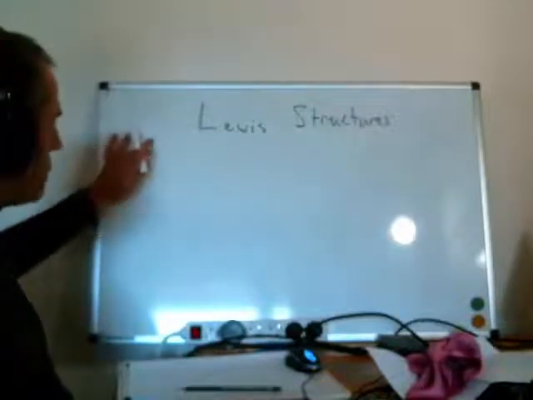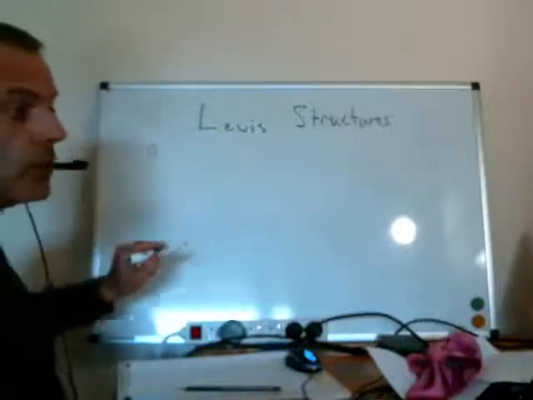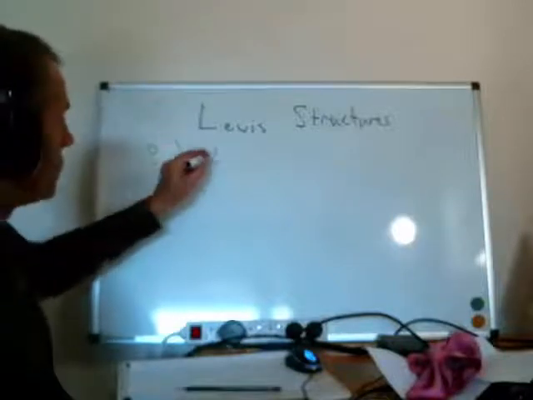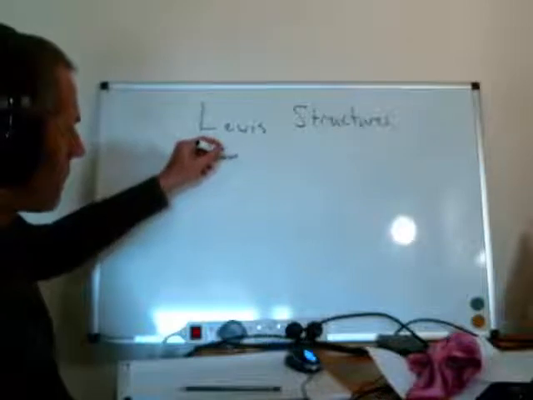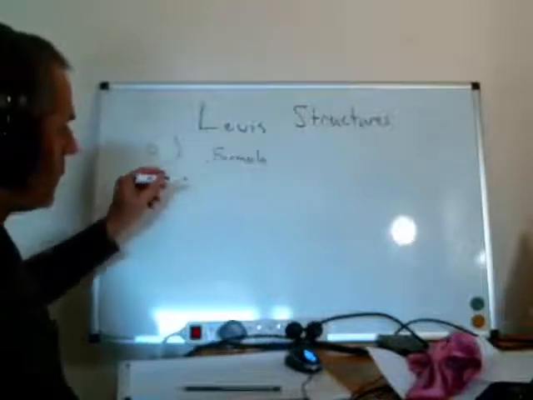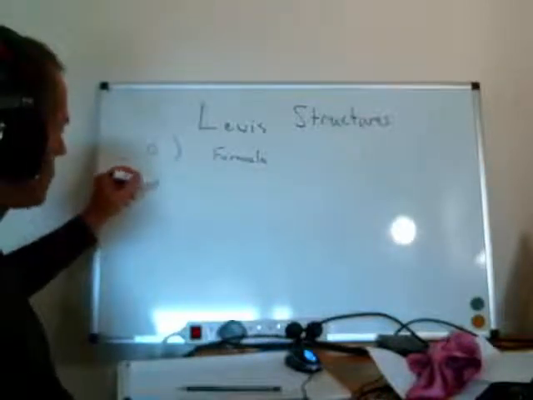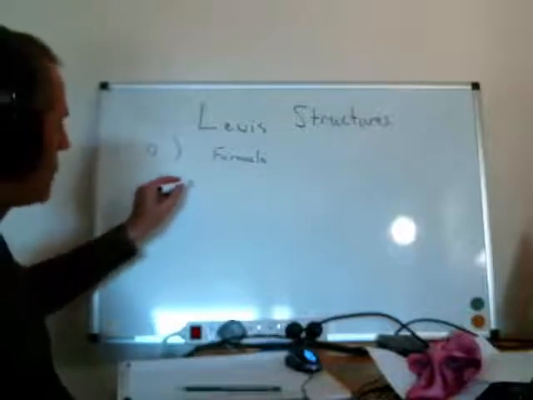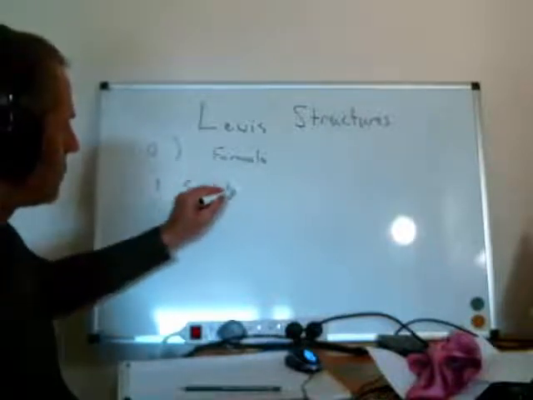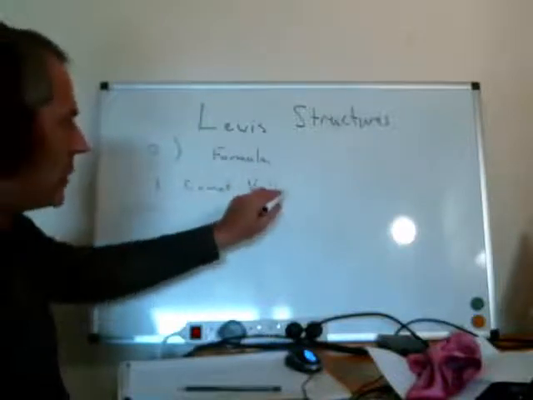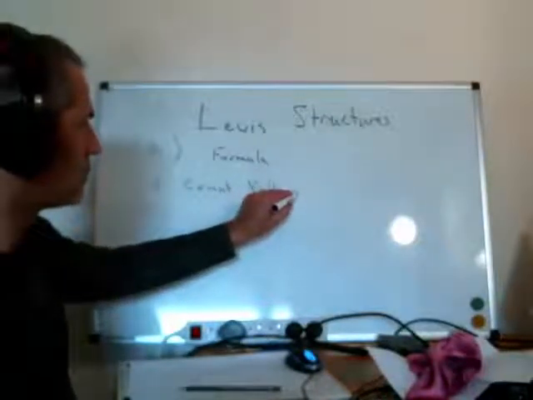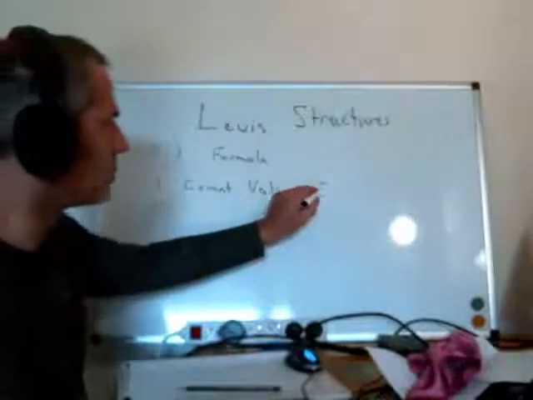Well, actually 0. Let's start with 0. We need to know what we're looking at. So we usually have a formula. Then we have 1, which is there. 1 usually count valence electrons, which are the ones in the outer shell apart from the d electrons.